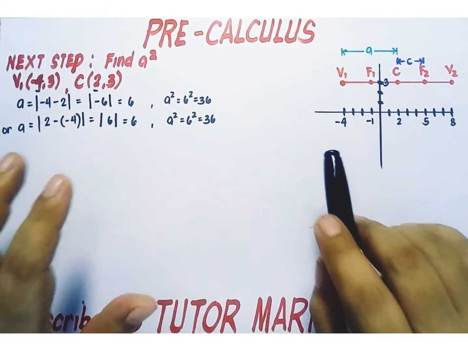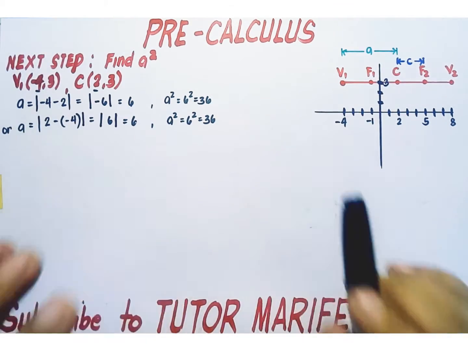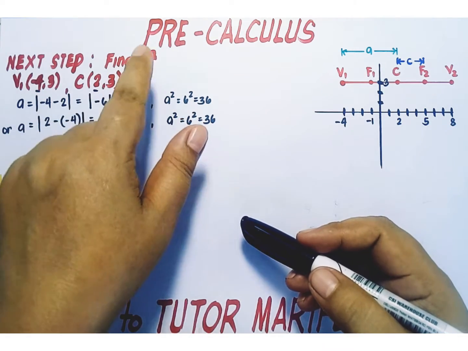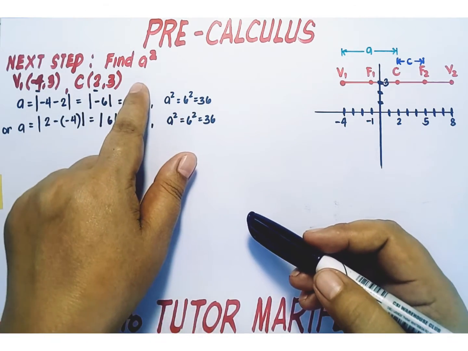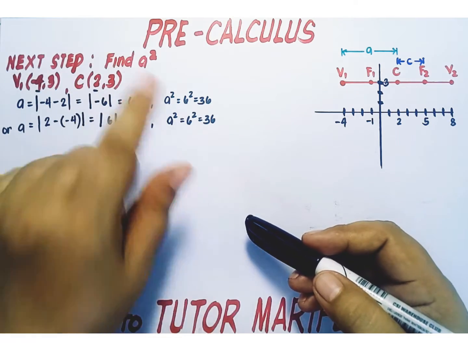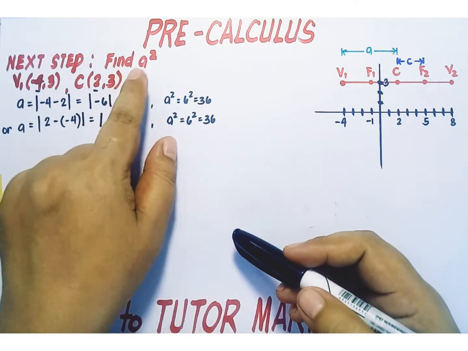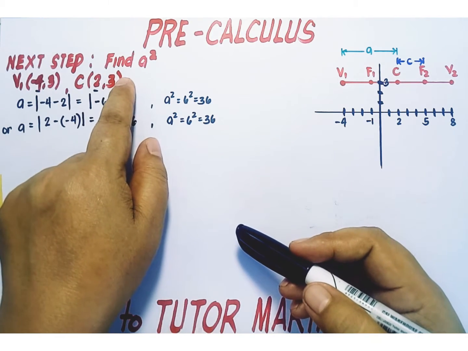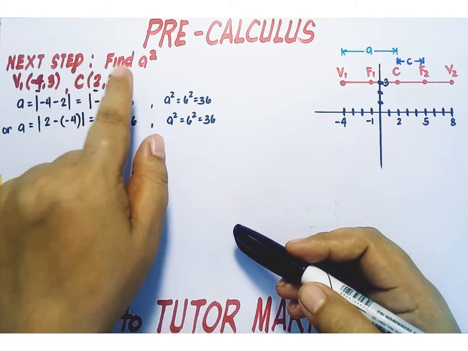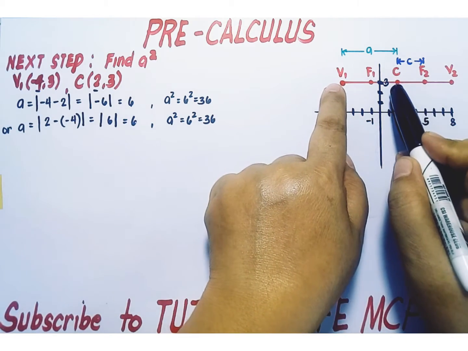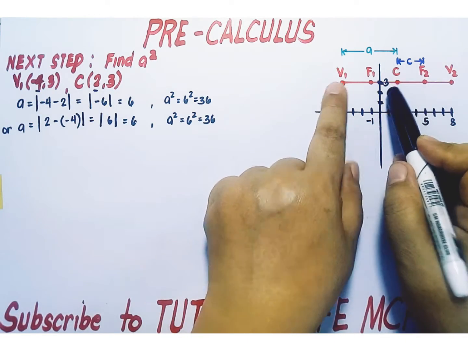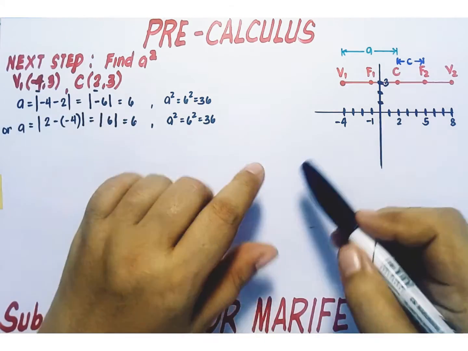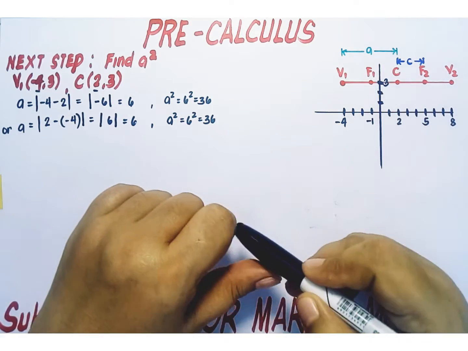After identifying the center of the ellipse, or the H and K, the next step is to find the value of a squared, or the larger denominator in the standard form of the equation of the ellipse. Remember that a is equal to 1/2 of the length of the major axis, or the distance between the center and the vertex of the ellipse. We can find a in different ways. One way is by inspecting the graph of the major axis.